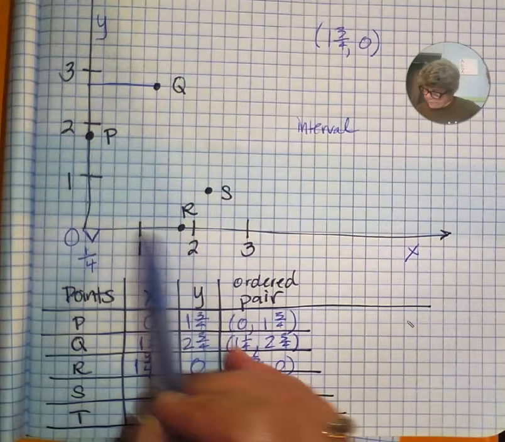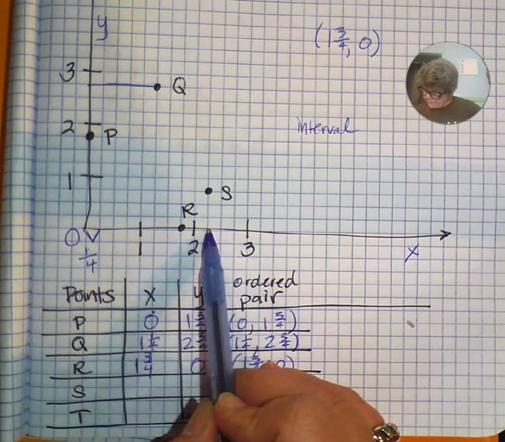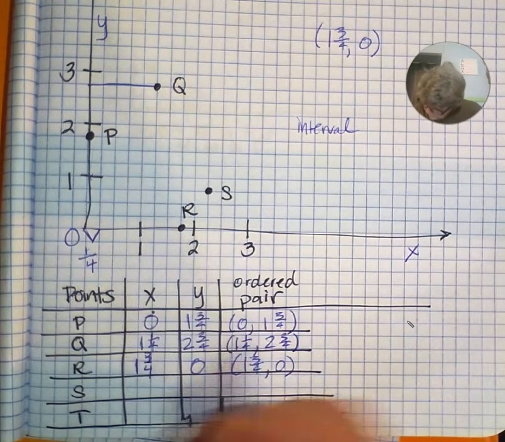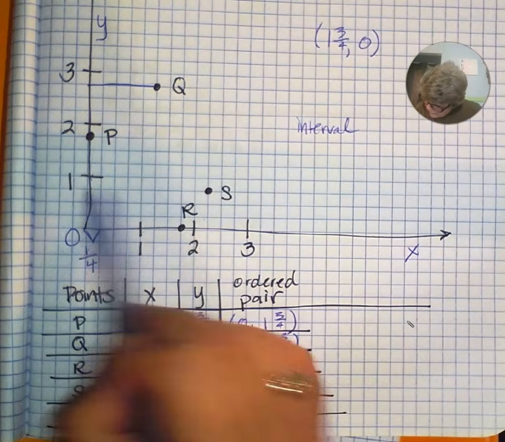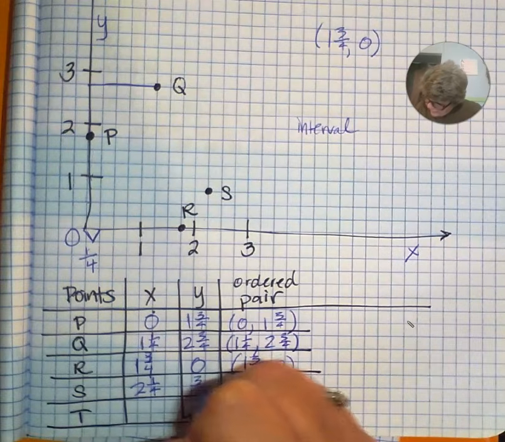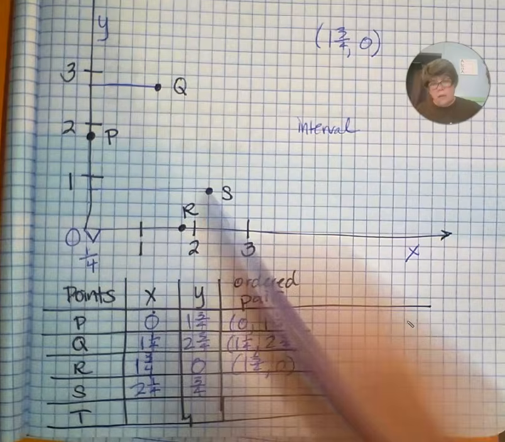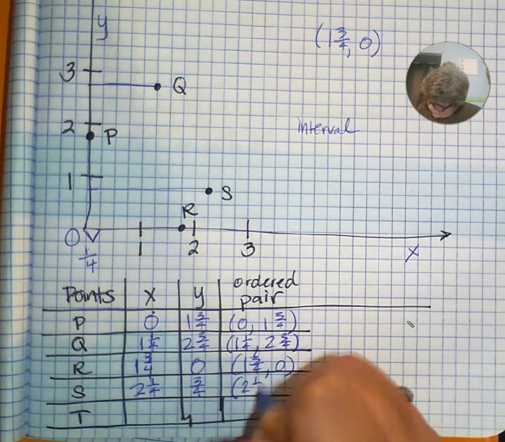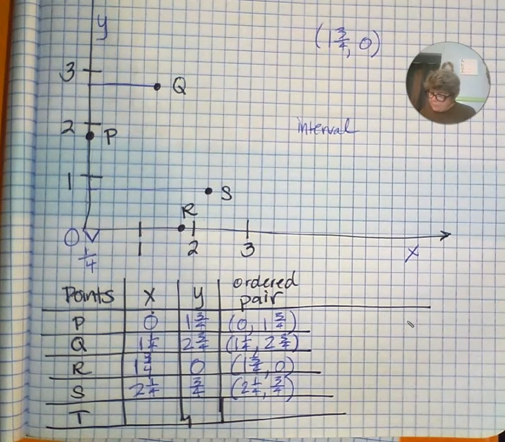Let's look at S. See if you can plot S. It's 2 1/4, and then 3/4. It's not above 1, it's less than 1, so it's 3/4 right there going up on our y-axis. So 2 1/4, 3/4.